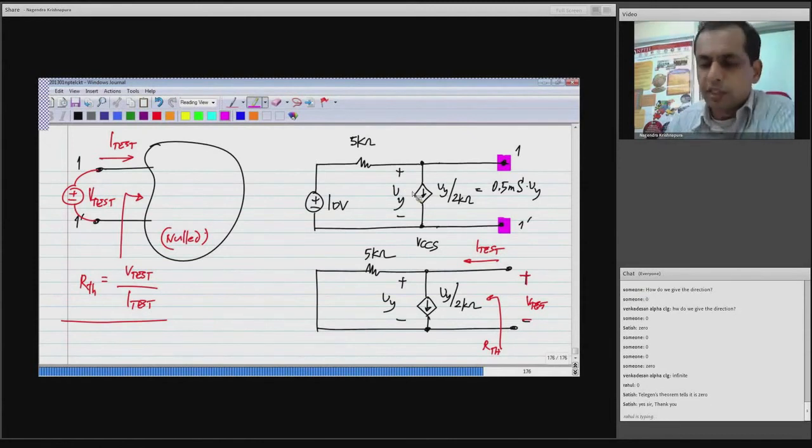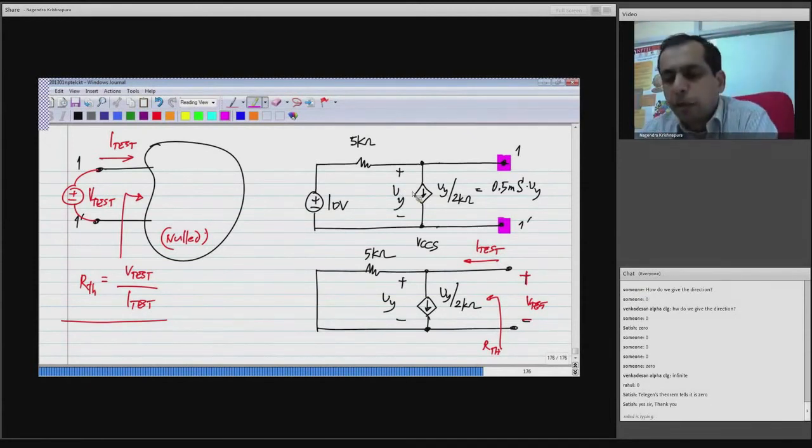Now this is a very simple circuit, but whatever arbitrary connection of dependent sources you have, you can still follow exactly the same procedure. I hope this is clear. So the procedure is exactly the same. You have to find the resistance between 1 and 1 prime.